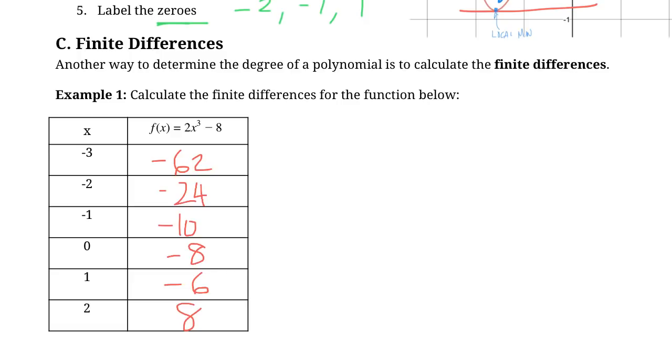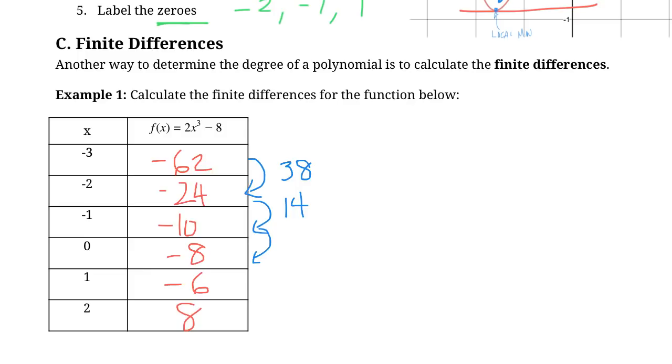So remember, how do we calculate the finite differences? We're basically looking for how the numbers change as we go down, right? So how does the number change when we go from that? And we could just do that by subtracting the bottom one minus the one above it. So -24 minus -62 is 38. So it's actually positive 38, goes up by 38. Next one, 24 to -10. Oh, I can do that one in my head. That one goes up by 14.